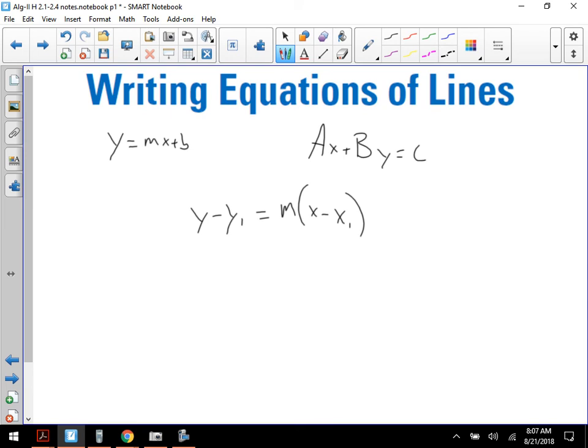Point slope form is the one that's most useful to start with anything. Not always will you be given a slope and an intercept. If you are, great, go to slope intercept form. But a lot of times you're just going to have an ordered pair, or two ordered pairs. If you have two ordered pairs, you can then determine the slope, and then use one of the ordered pairs as the point and rewrite it into slope intercept form.